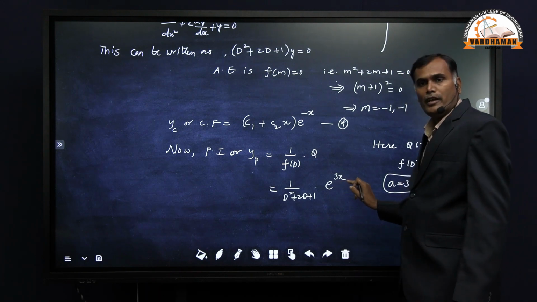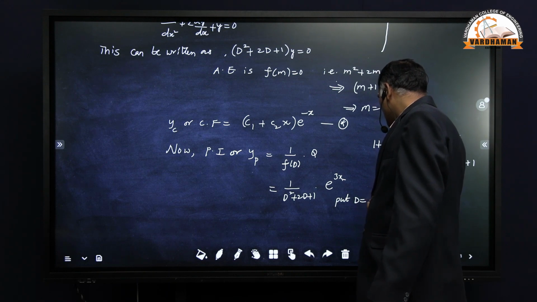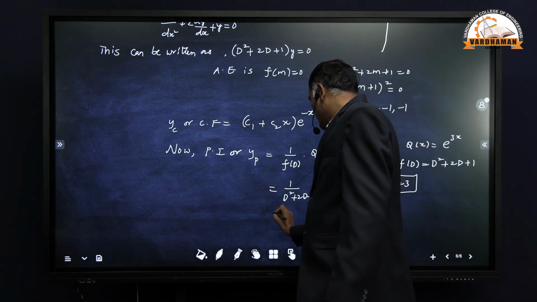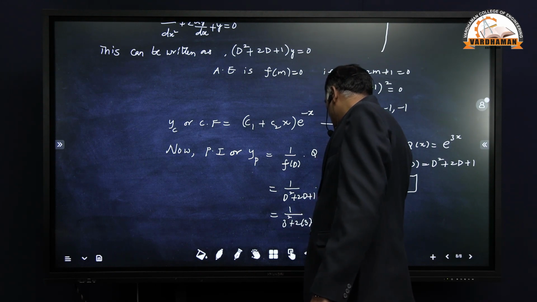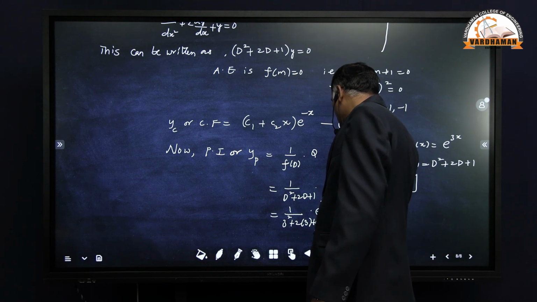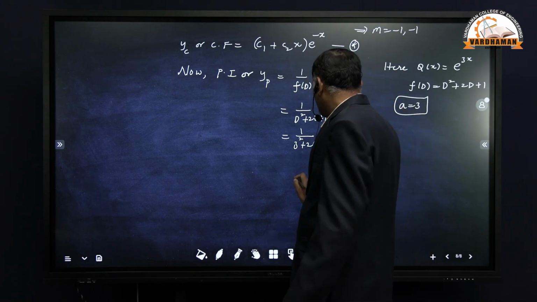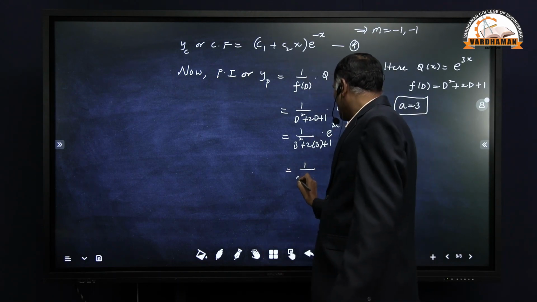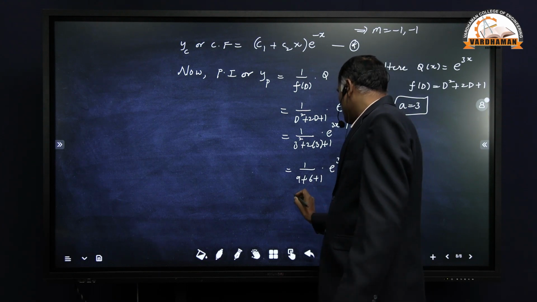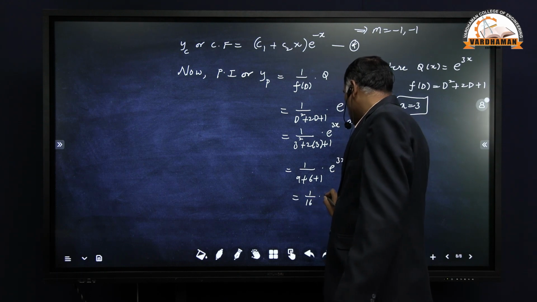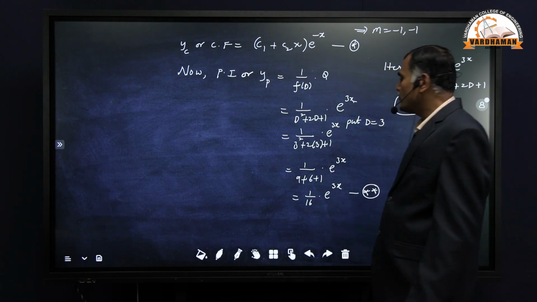Now it is of the form e power ax, so a is 3. So simply replace D with 3. Now we get 1 by 3 square plus 2 times 3 plus 1, into e power 3x. So we get 1 by 9 plus 6 plus 1, into e power 3x. This is nothing but 1 by 16 into e power 3x. Now this is the particular integral of the given problem.